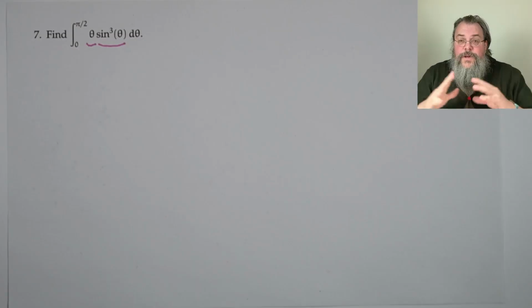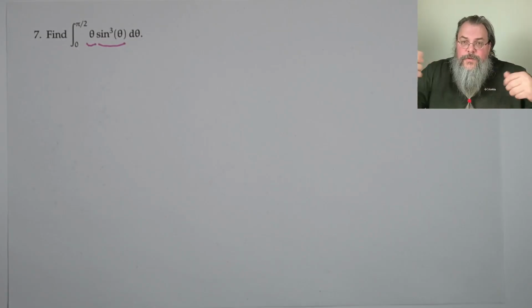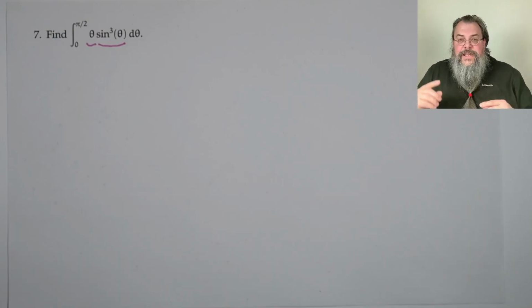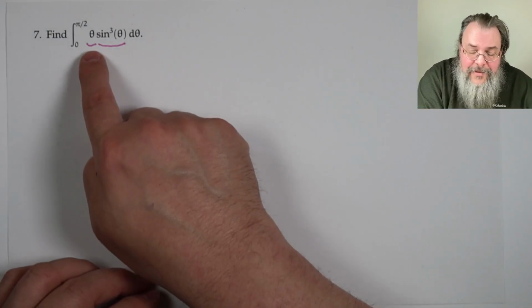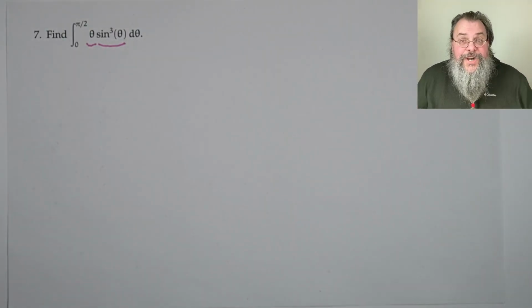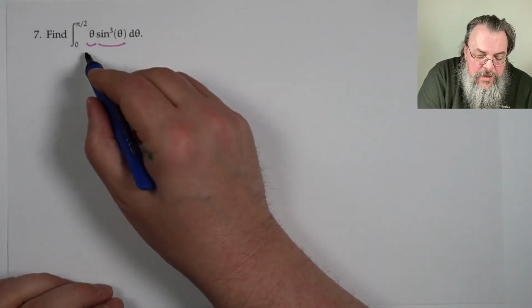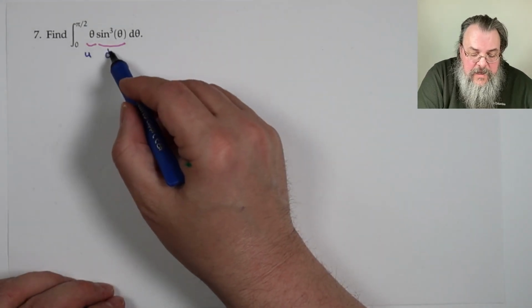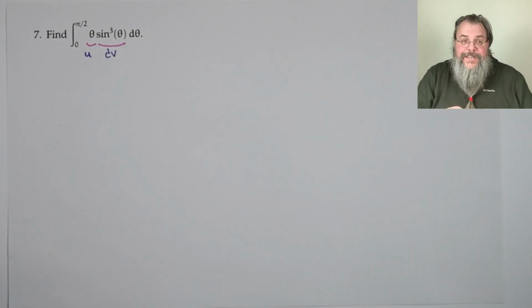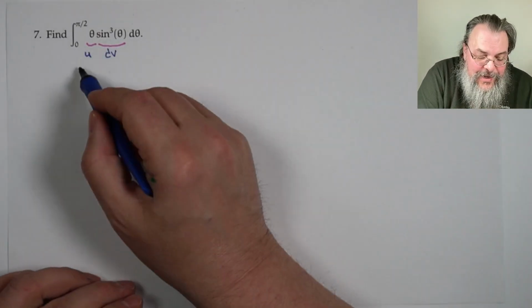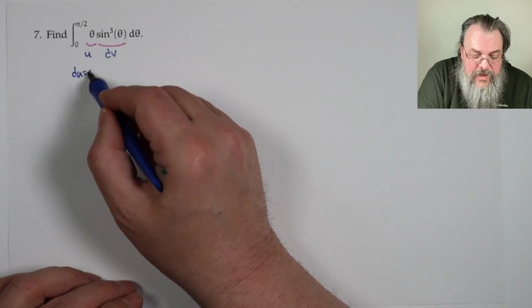So whenever you see thetas or x's or t's, whatever your variable is called, that's a clue. It's a good clue that says, hey, you should try this to be the part that you differentiate. Will it always work? No, but it's worth a shot. So let's do that. We're going to let u be theta, which means that dv is sine cubed theta d theta. Now, good news, one of these will be pretty quick to compute, and that's our du. du is d theta.